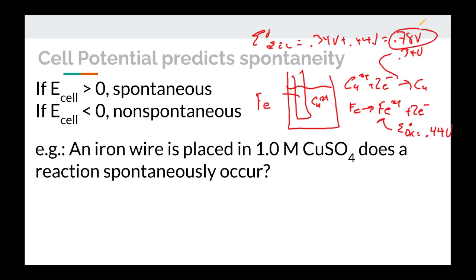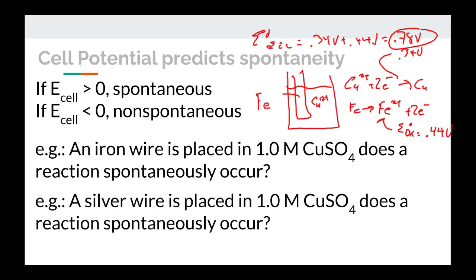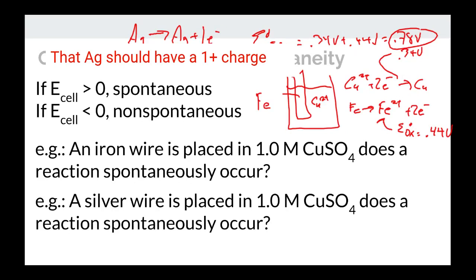It's a positive number, so that means this reaction will spontaneously occur, and copper will reduce and iron will oxidize. Here's another one. If we put, instead of iron, silver in the copper sulfate, will a reaction spontaneously occur? Well, here, the silver ions would have to be formed in oxidation.